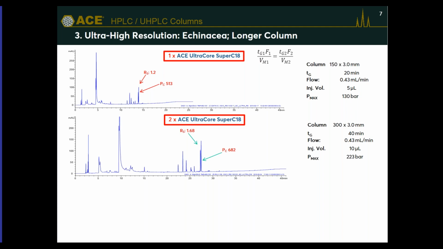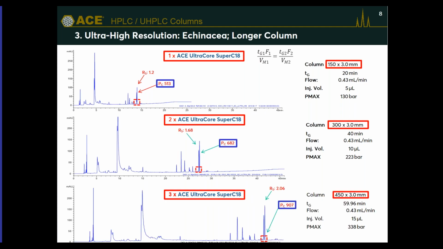And we can do the same transformation again, but now with 3 columns. So we've essentially now got a column that's 450 millimeters long. And we can see that we've got a resolution of over 2 between the peak pair that I've picked out and a peak capacity value of over 900. And this is using those simple equations to make sure that the selectivity stays the same, but every time we increase the VM, the column volume term, we have to make sure we modify the TG term.